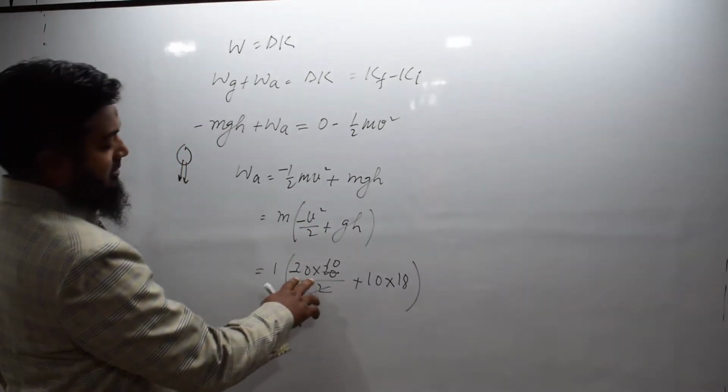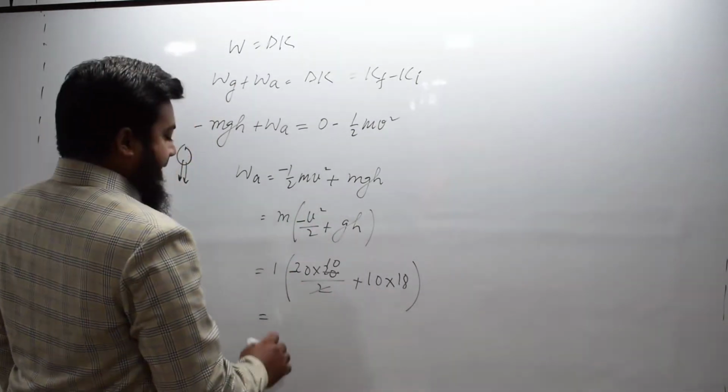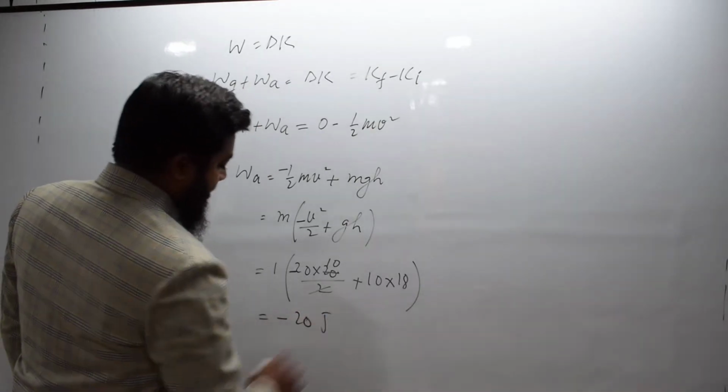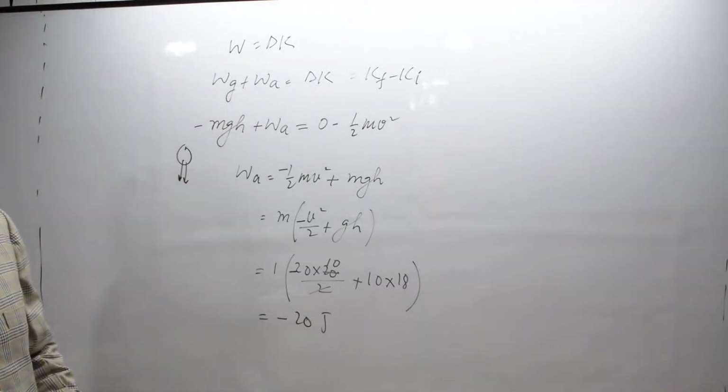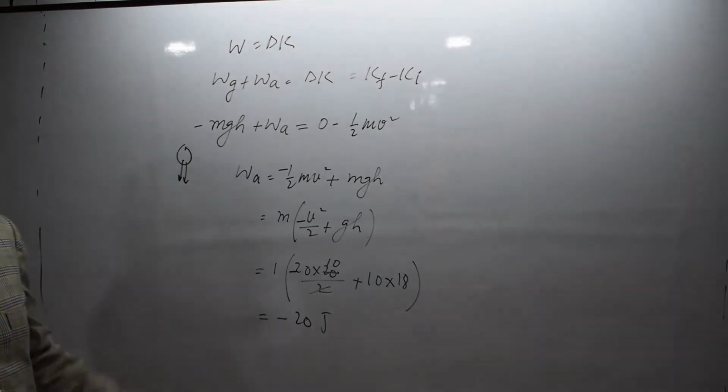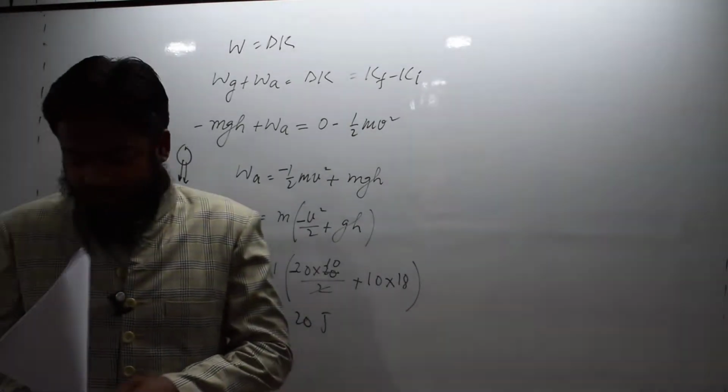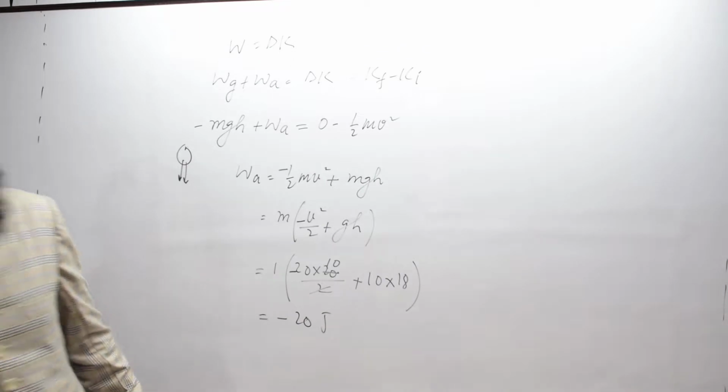Now, minus 200 minus 180 is minus 380... sorry, 200 minus 200 plus 180 is minus 20 joules. So, work done by air friction is minus 20 joule. Of course, it is minus because air friction is opposing the motion. Next question.